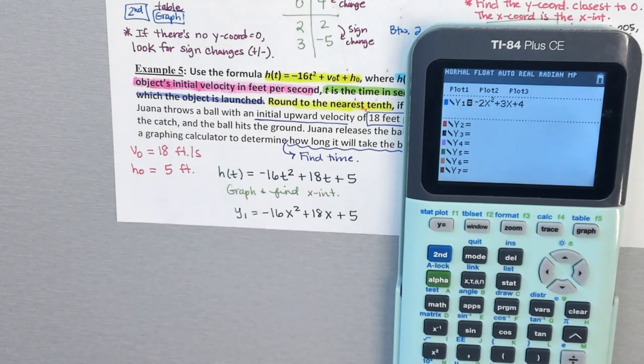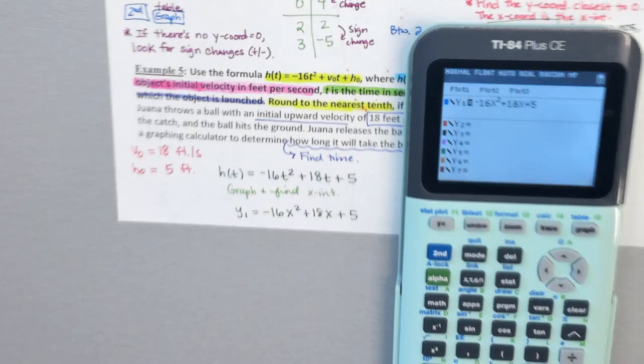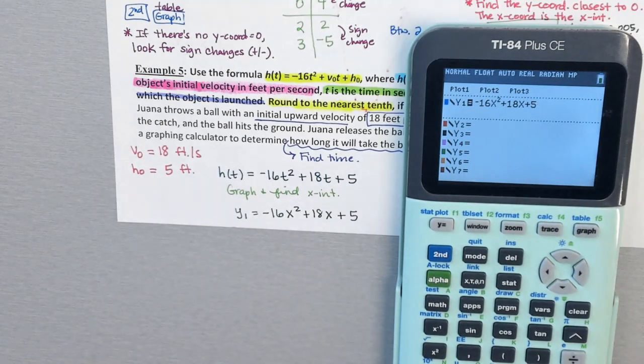Okay, so I'm going to go back to my y equals. And then enter this in with me. You're going to want to practice this. Okay, this is going to be kind of similar to when we were finding the intersection. Okay, so you're going to go to your y equals, enter that in, and then you can hit the graph button.